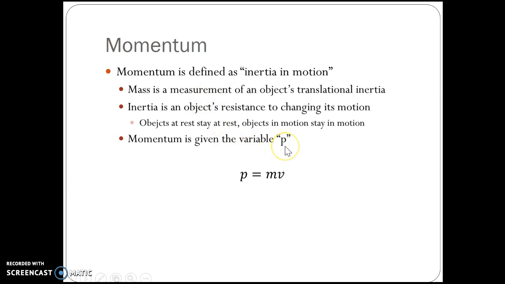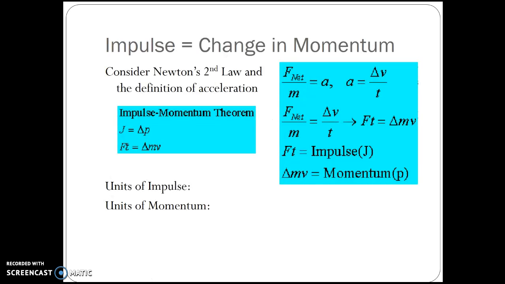So momentum is going to be given the variable p, and mathematically it's very easy to calculate. So momentum is just going to be mass times velocity. Now, mass is a scalar quantity, velocity is a vector. So when I take a scalar times a vector, I get a vector as a result. So momentum itself is also going to be a vector quantity. So let's think about impulse as being the change in momentum.